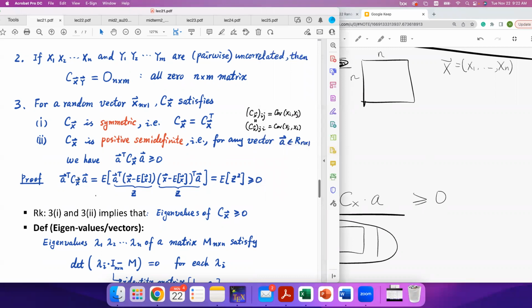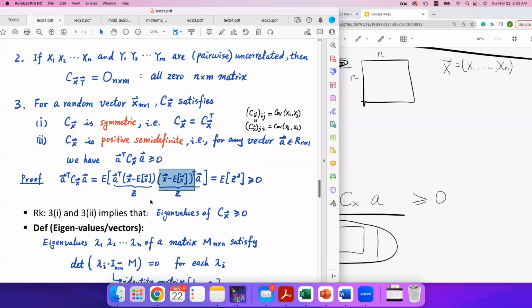The reason is that if we write out the full expression for this product, right? So CX by definition is the expectation of X minus the mean times the transpose of this vector. Right? This is the autocovariance matrix definition. Now we need to multiply this matrix by A transpose on the left-hand side and by A on the right-hand side.